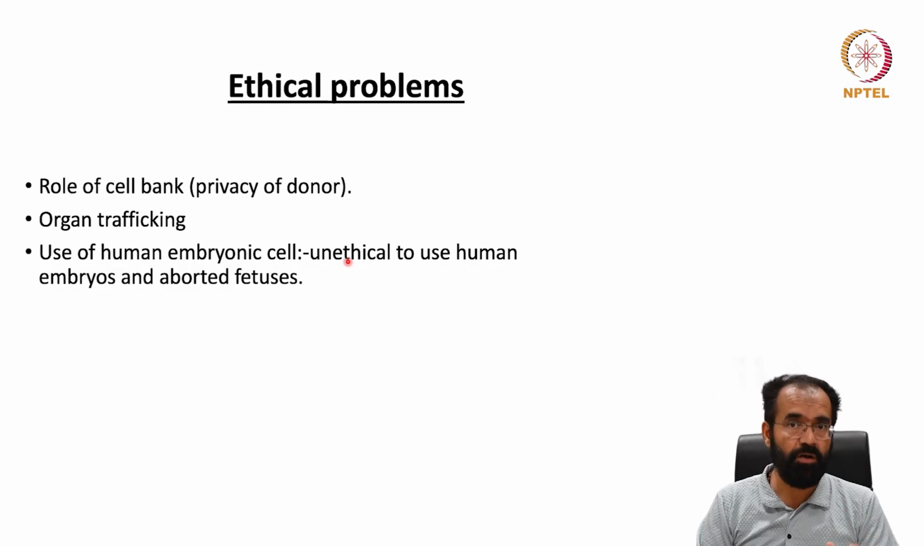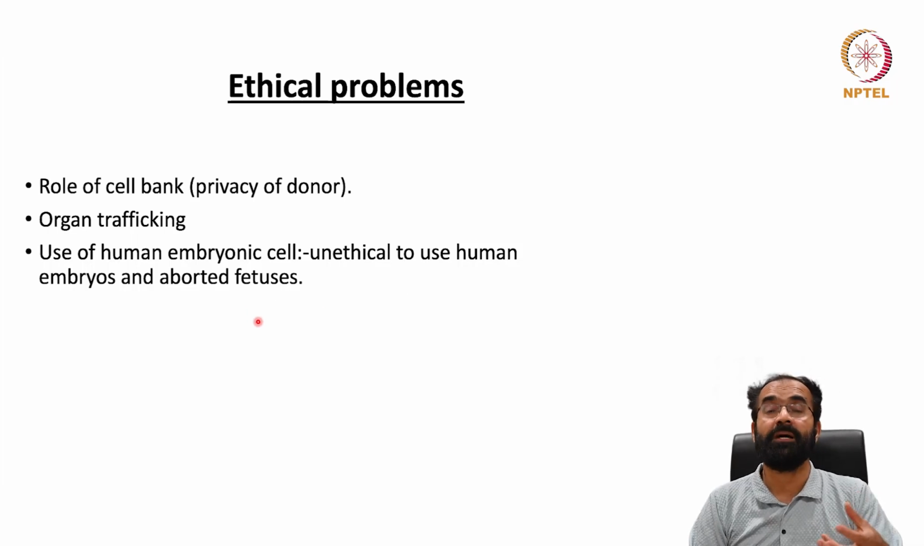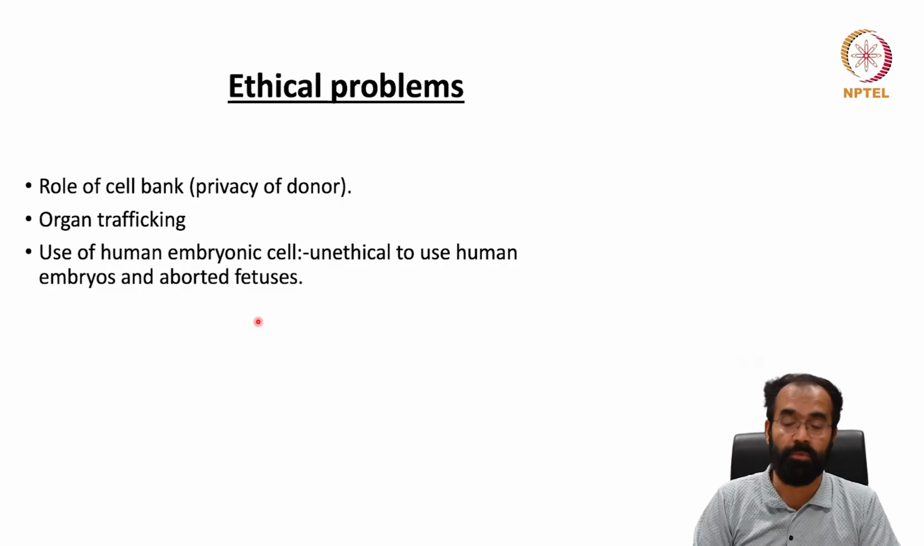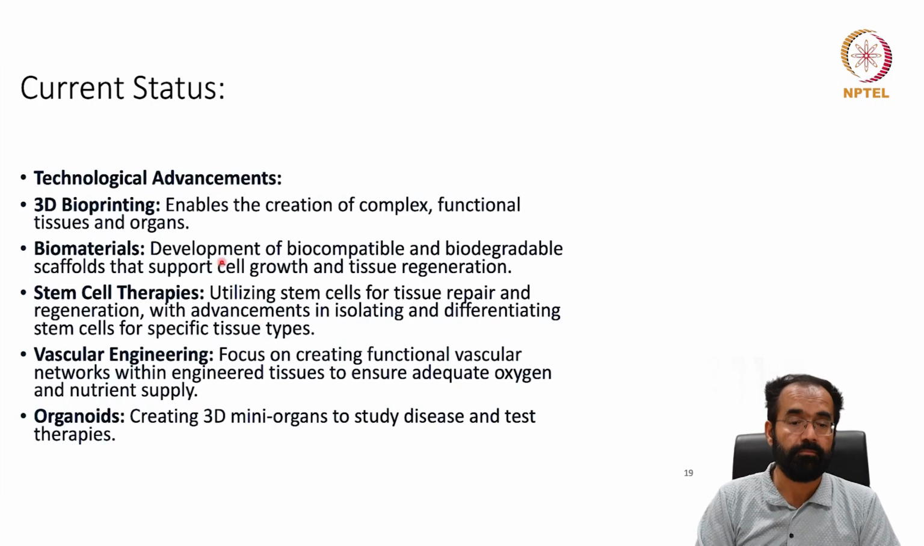The privacy of a donor may be at risk in some situations. Organ trafficking can become an issue. So the use of human embryonic cells in human embryos is unethical, but what about using them from an aborted fetus? And like I mentioned earlier also, people may end up using fetuses for the cells, and people may forcefully abort just to get that tissue.